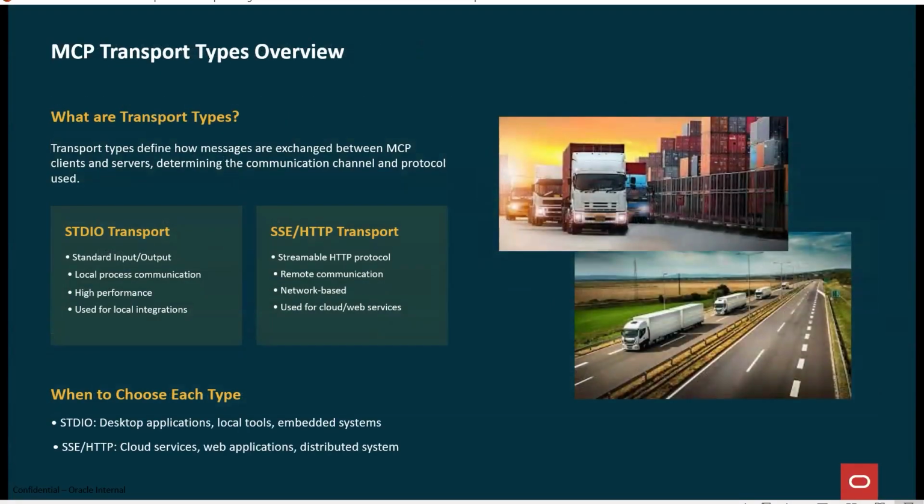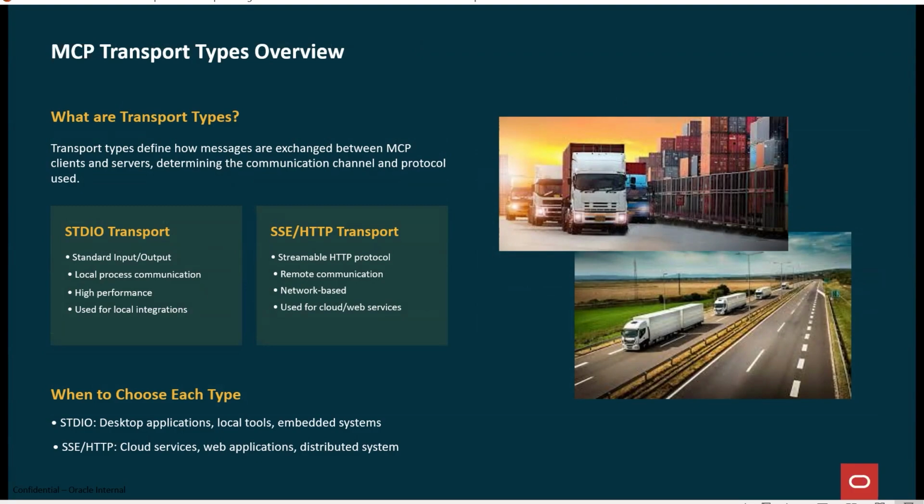The transport types in MCP define how clients and servers basically communicate. We have two main options. One is STDIO transport, and the other is SSE or HTTP transport.